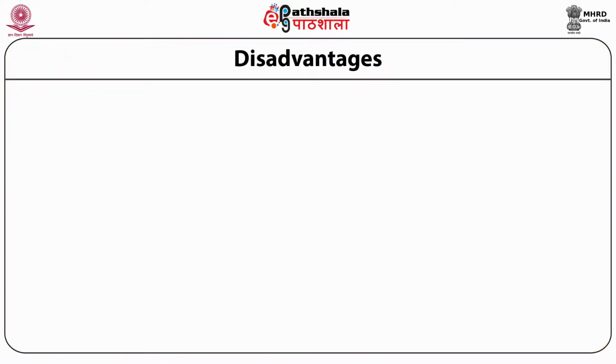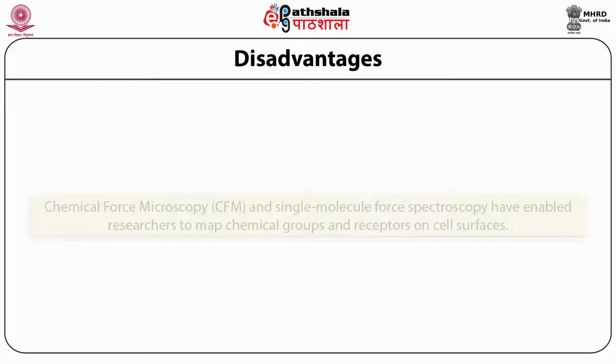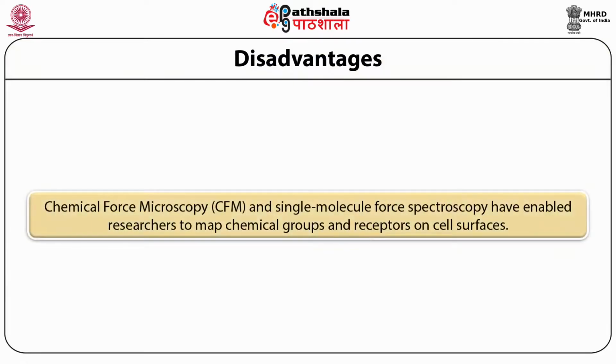The disadvantages of this technique. Chemical force microscopy has some disadvantages. Single molecule force spectroscopy as well as chemical force microscopy have both enabled researchers to map chemical groups and receptors on cell surfaces. But this mapping is not very precise, thereby posing a disadvantage while using this technique.